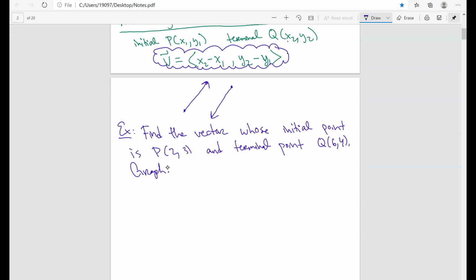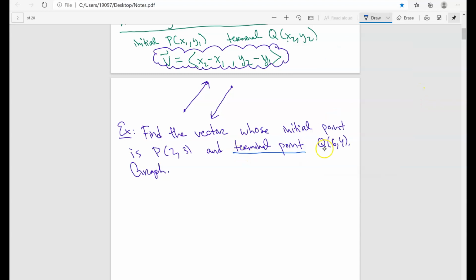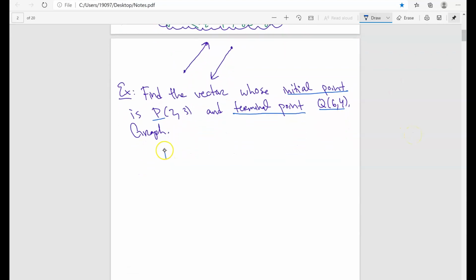So the first thing that you want to do is that we need to figure out where exactly the terminal point and the initial point is. You can see that the terminal point is going to be this Q and the initial point is going to be this P. So the way that we can write this vector, we can write V if you want, or you can just write PQ and then an arrow.